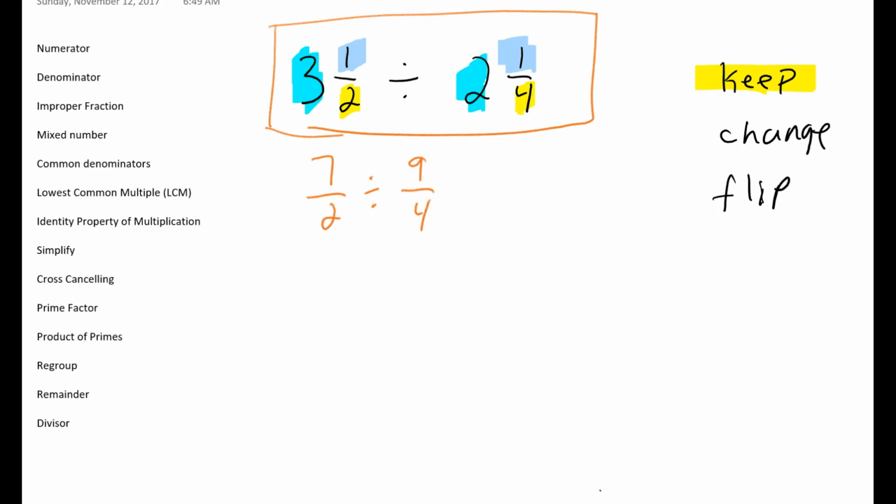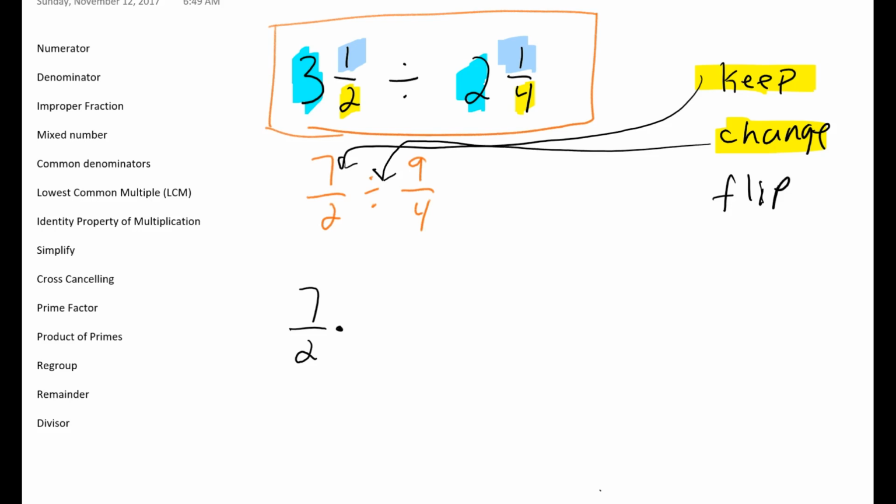I'm going to keep my first fraction, so I'm going to have 7/2 down here. I'm going to change. What do I change? Well, that's easy. I change my division sign to a multiplication sign. And then I'm going to flip my second fraction to its inverse, or its reciprocal. So the reciprocal of 9/4 is 4/9.